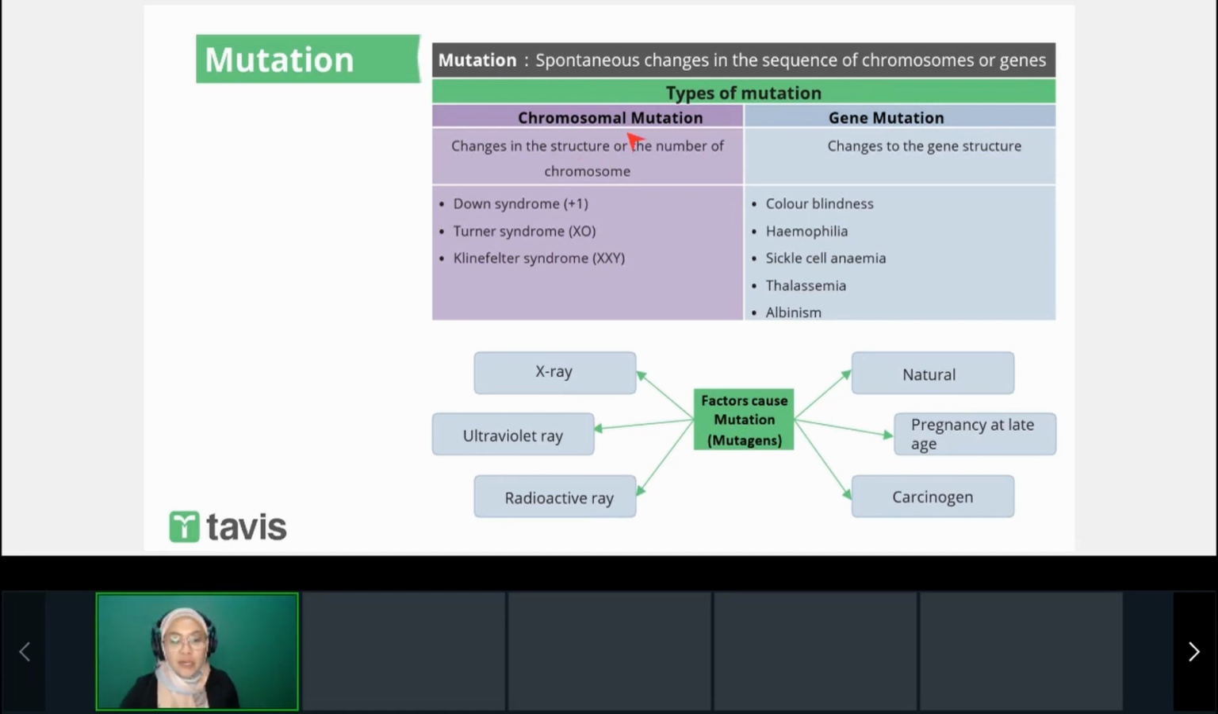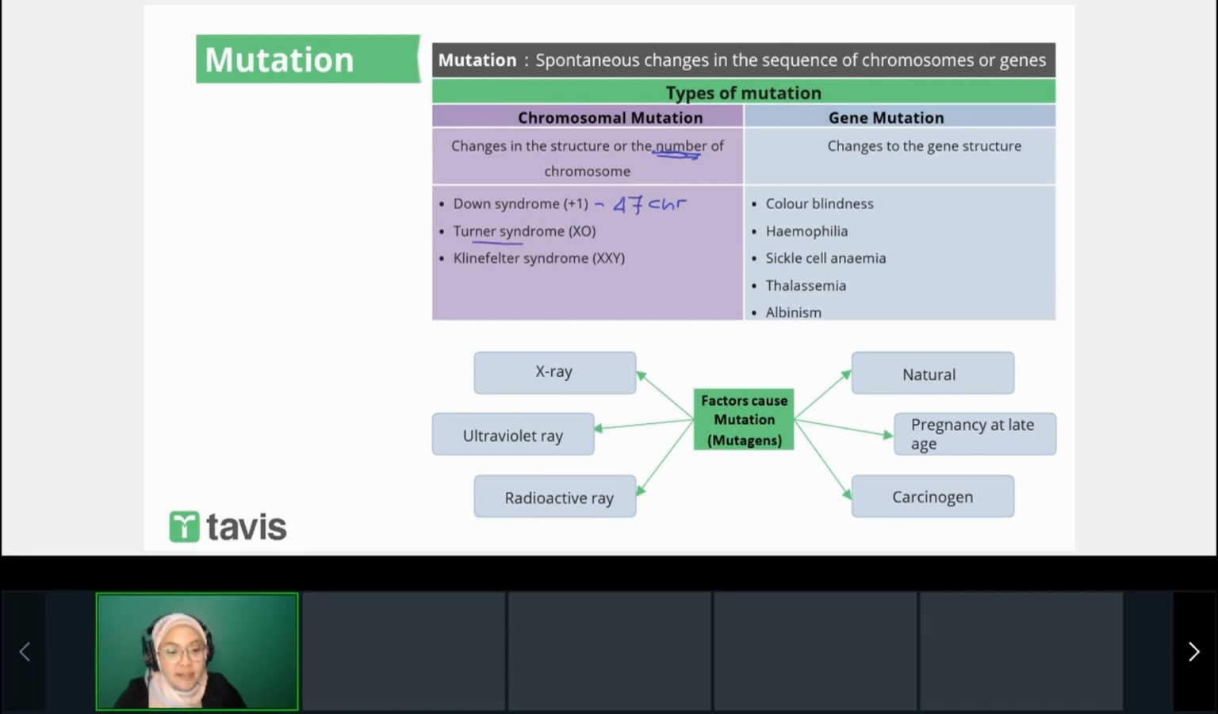Chromosomal is when the structure or the number of chromosomes is involved. For example, teacher, I don't understand what kind of number. Okay, we supposedly have 46 chromosomes as a normal human. But a Down syndrome person will have 47 chromosomes, an extra chromosome at pair number 21.